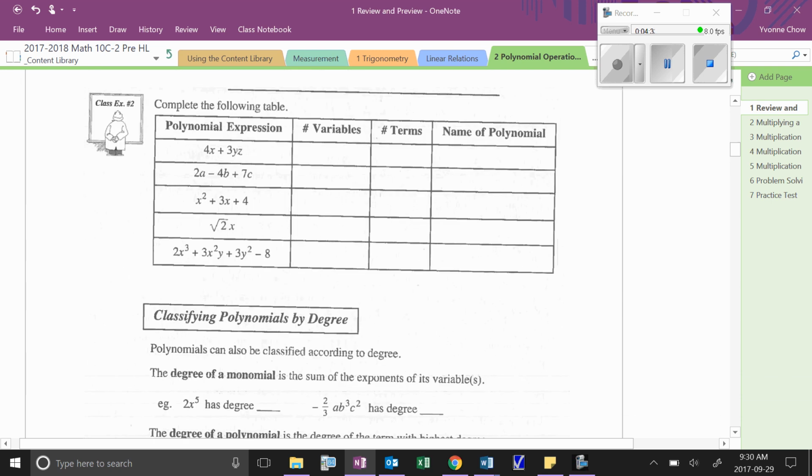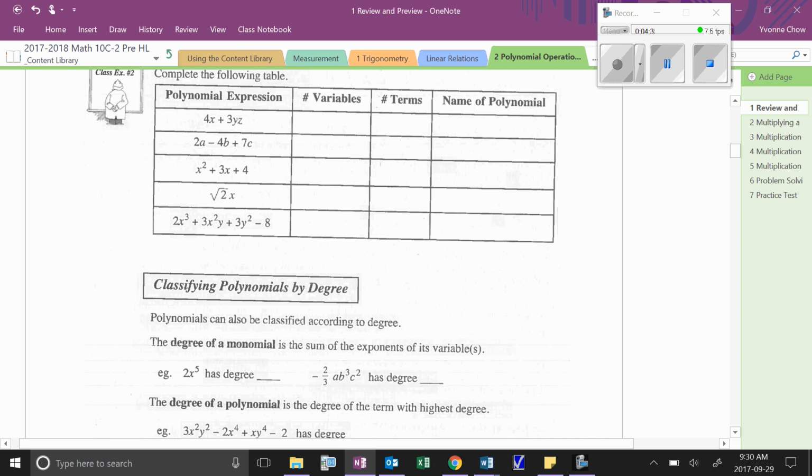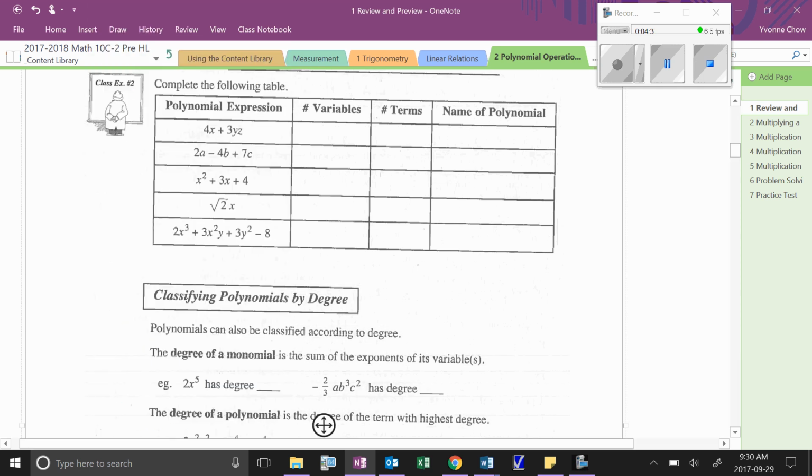Let's take a look at class example number 2. So you guys have seen tables like this before previously last year. So let's go through this. I'll go through the very first one with you, 4x plus 3yz. So the number of variables they're referring to is 3. So the variables being x, y, and z. Number of terms, we've got 4x and positive 3yz. So we've got two terms, so then the name is therefore binomial.